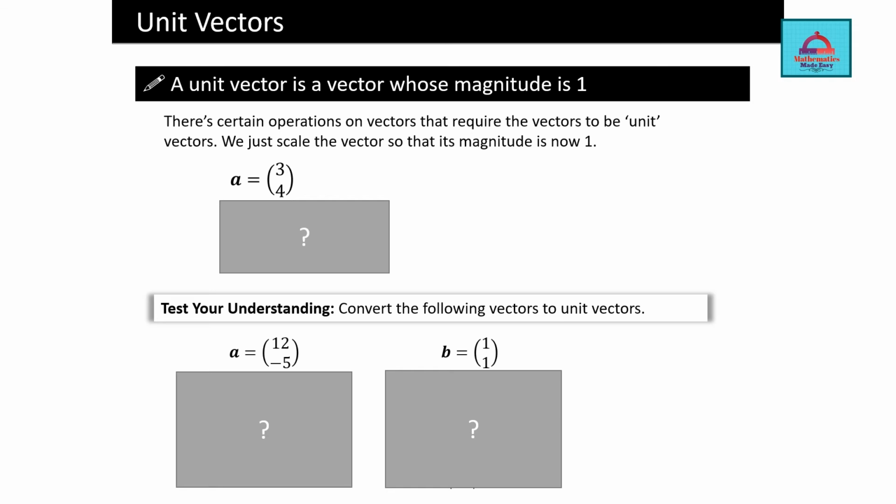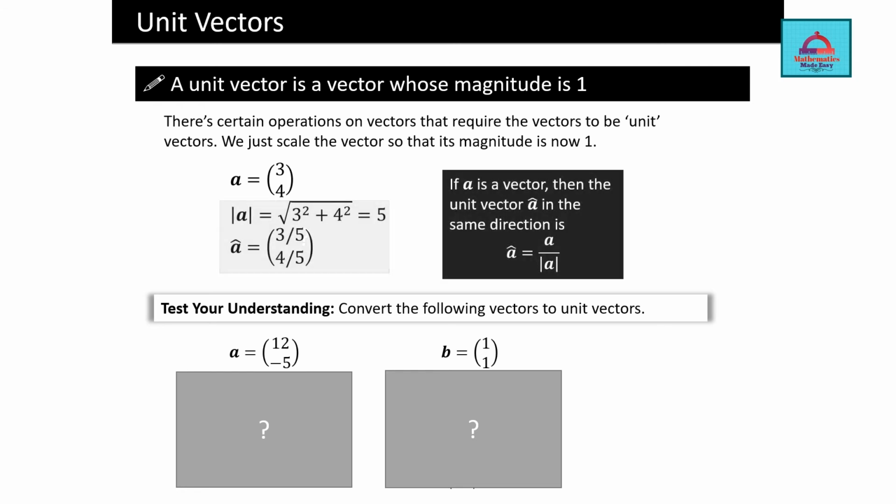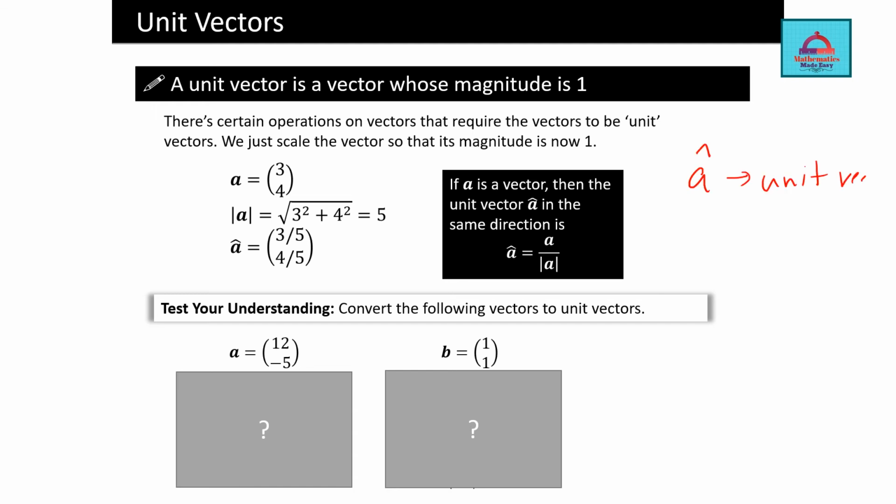Now, a unit vector, as we have already seen, is a vector with magnitude 1. So if you are given a vector like a equal to (3, 4), we can convert it into a unit vector by dividing by the magnitude. If a is any vector, then the unit vector, and remember when you write a unit vector you use the cap symbol, is a with a cap, and with an arrow is just any vector. It can have any magnitude. So a cap, the unit vector, is the vector divided by its magnitude. So you find the magnitude, divide by that, and that's what you get.